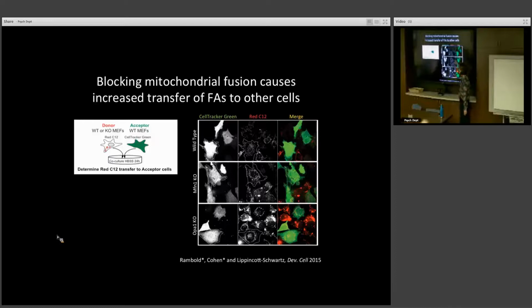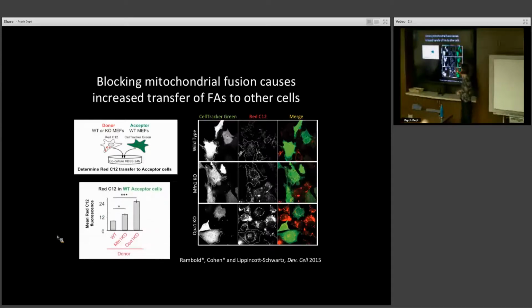And when the donors are wild-type cells, we see some transfer. So here, this is an acceptor cell. It has the green label. It's outlined here, and some of the fluorescent fatty acid has transferred from donors to acceptors. But when the donor is a MFN1 or OPA1 knockout cell that can't fuse its mitochondria, this transfer is much more extreme. So we see a lot more transfer of fatty acid from the donor to the acceptor cell when the donor cells can't fuse their mitochondria.